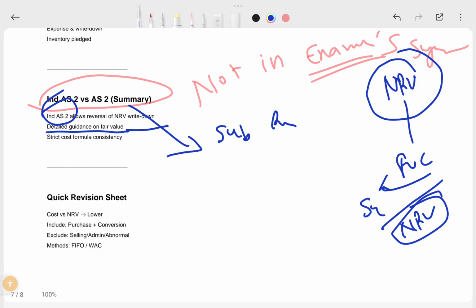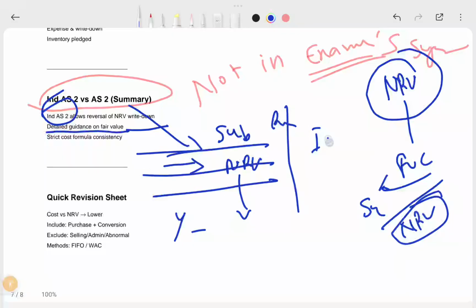Ind AS2 deals with how we calculate inventory and subsequently also, on the NRV, what happens to that NRV in the next year. This subsequent year one, year two, year three, all these subsequent years calculation is also given. But in AS2 there is no such clause. In Ind AS2 they clearly give what is the net realizable value, what is the fair value in case of brokers and traders, but there is no such concept in AS2.